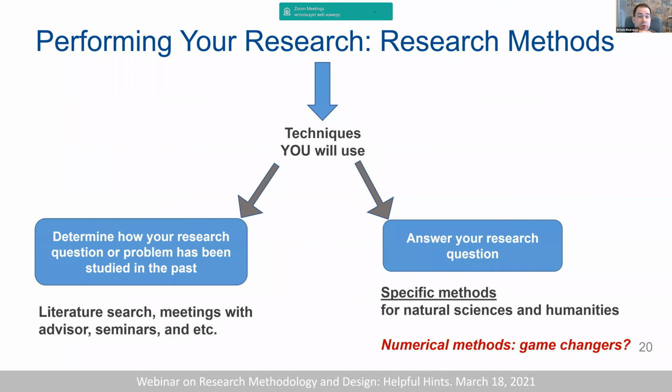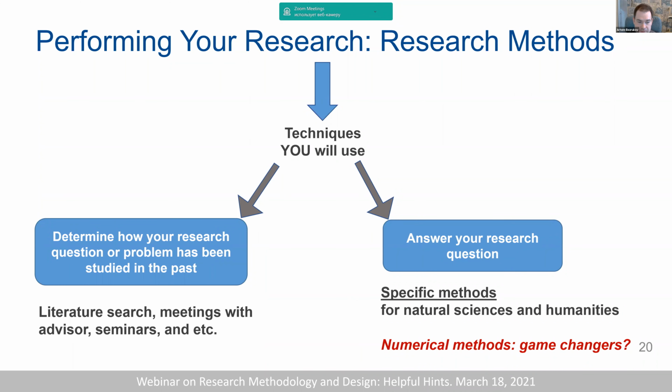Let's proceed now to performing the research, now that we have identified the hypothesis, and continue with research methods. Here is the definition from Harvard University and from American scientific dictionaries: research methods are techniques we will use, first, to determine how your research question or problem has been studied in the past, and also to answer our research questions.